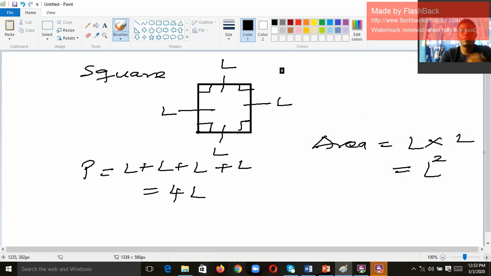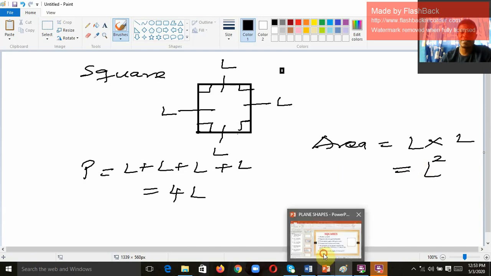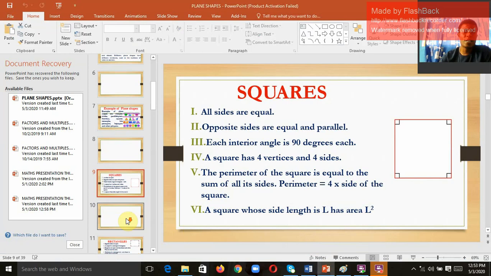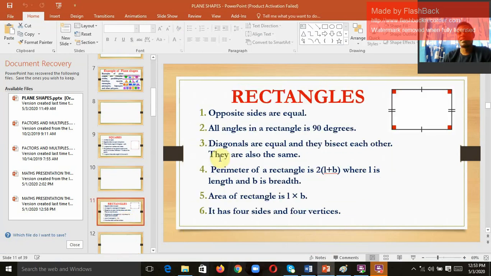So let's quickly move to a rectangle. Now a rectangle is very similar to a square. In fact, a square is a special type of rectangle. All squares are rectangles, but not all rectangles are squares. So they are very similar.